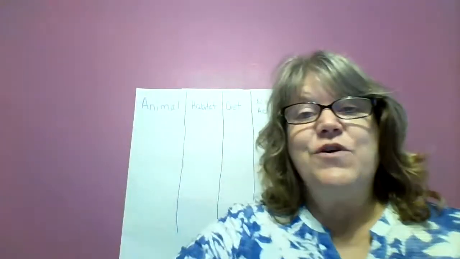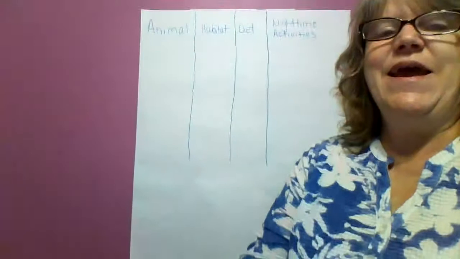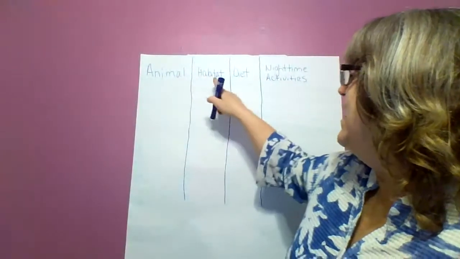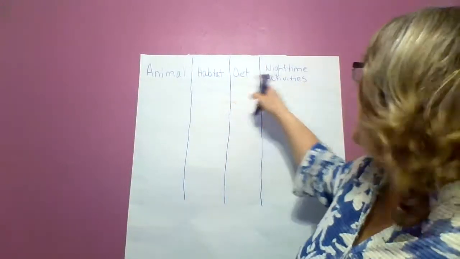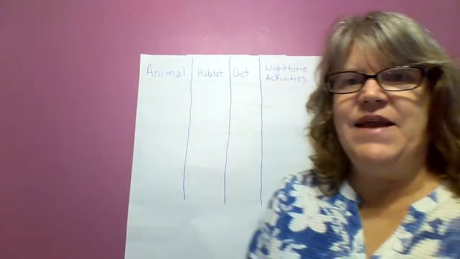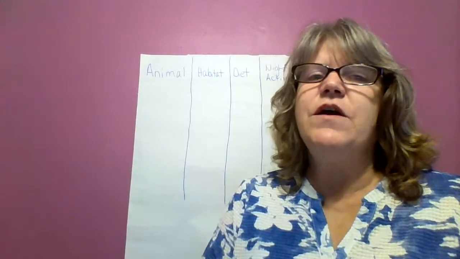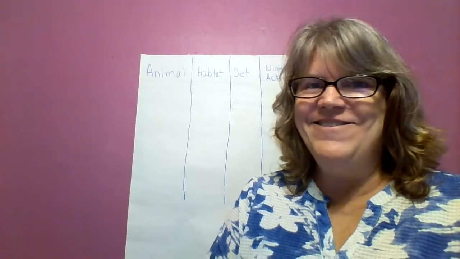Okay, so we're going to start by talking about animals and habitats. If you see my chart right here, we're going to talk about the animal, habitat, their diet, which is what they eat, and their nighttime activities. I wonder why we're going to be talking about nighttime activities. We're going to find that out.